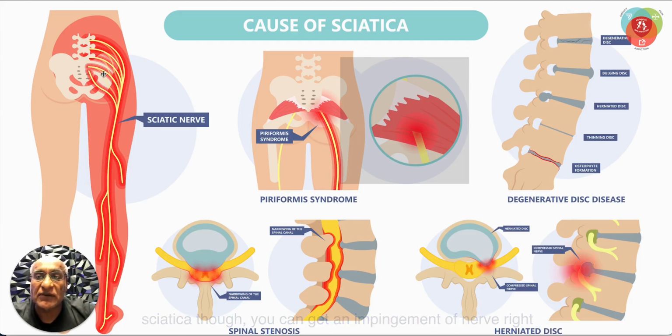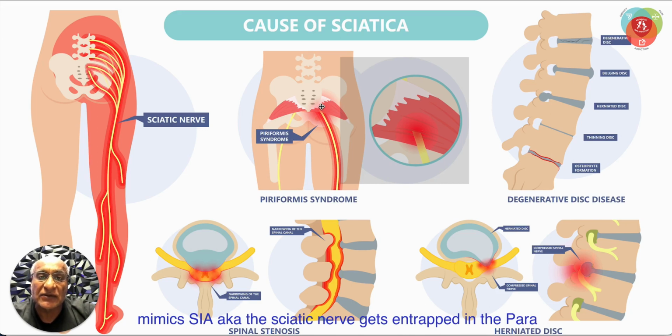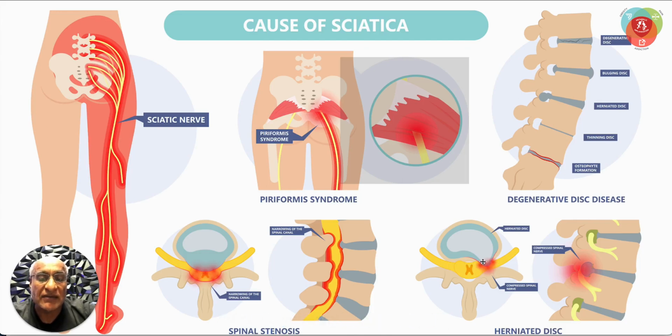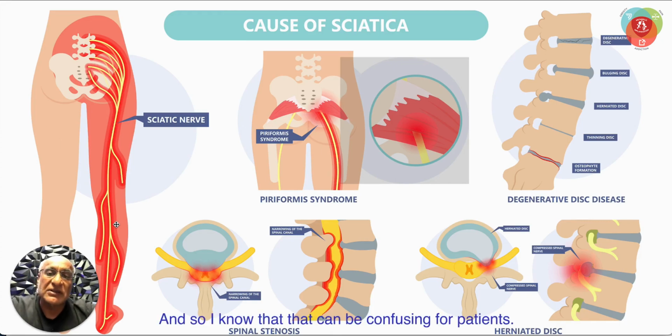You can get an impingement of nerve right overlying your hip, and we call that piriformis syndrome, and it mimics sciatica. The sciatic nerve gets entrapped in the piriformis muscle, and sometimes it mimics the sciatic symptom. Sometimes it can be stenosis that's really bad, but it's not enough to compress any of the nerves. The reason why is because your spinal cord terminates relatively high, and the stenosis may not be the cause of your symptom. It may be something on the side, something like a pinch or in a joint. So you may not even have necessarily a massive amount of nerve compression. It may be off to the side causing your symptom. So it's the compressed spinal nerve that causes the radicular pain. I know that can be confusing for patients.